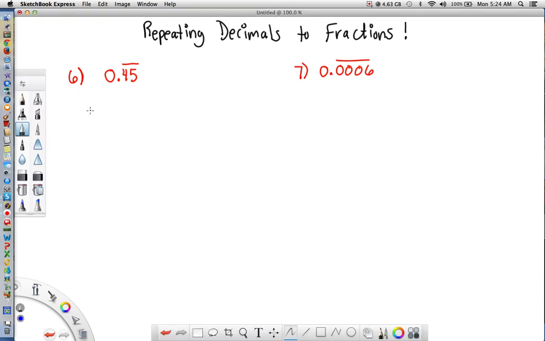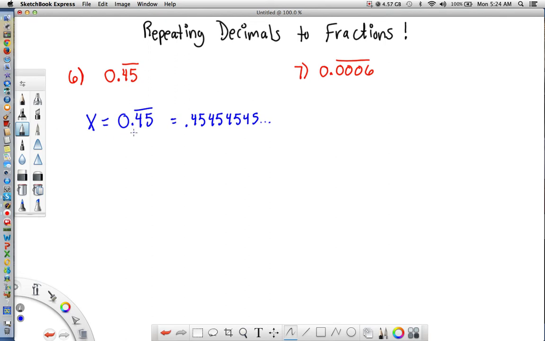Okay, now here comes the tricky part, which hopefully is not too tricky, but we've got repeating decimals to fractions. The first thing we need to do is set up a simple equation. We're going to say that number 6 here is 0.45 repeating, so that 45 keeps on repeating. So x is equal to 0.45 repeating. And what does that mean? That simply means that it's 0.45, 45, 45, 45, and that just keeps on repeating, going on forever and ever. It's a repeating decimal, it doesn't have an end.